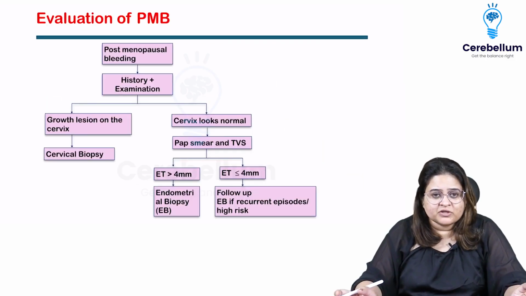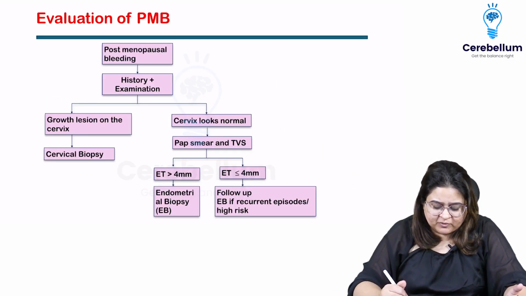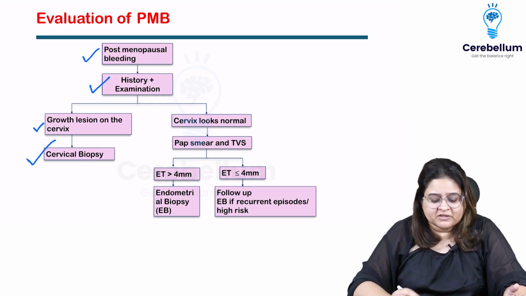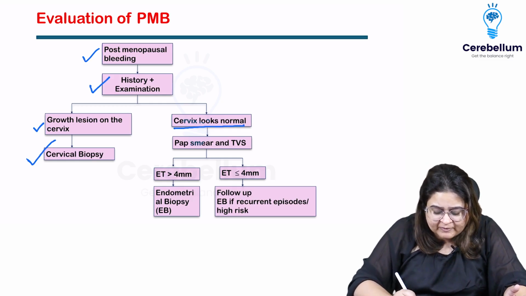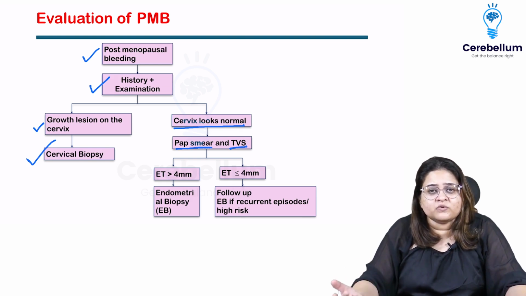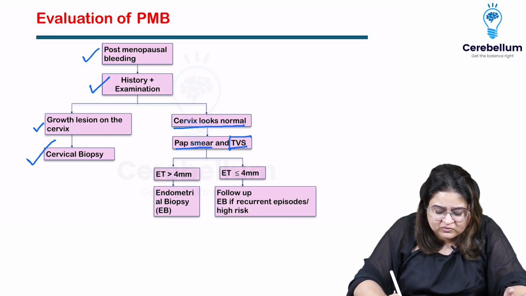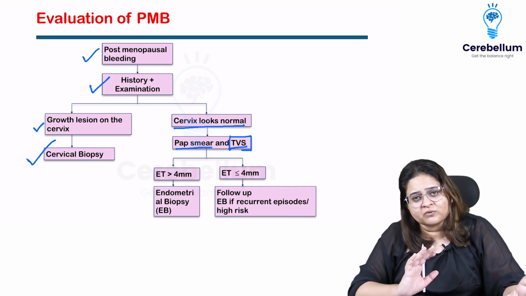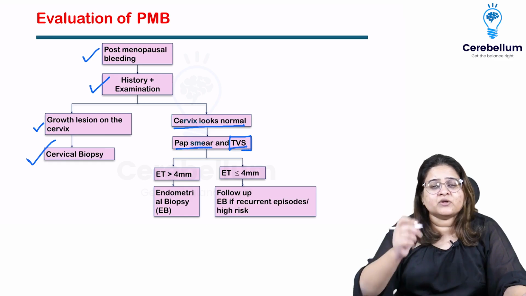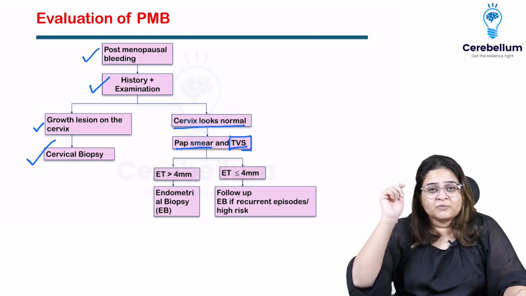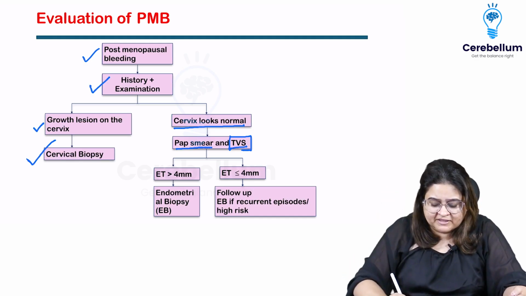Okay, so this is the flowchart for the same. Postmenopausal bleeding, woman has come, do a history and examination. If there's a growth on the cervix, take a biopsy. If there's no growth, if the cervix looks normal, remember, yes, you will take a pap smear and a TVS, but if both are asked in the exam, what will you say? The better answer is to do a TVS, because if there's no growth, you have in a way ruled out cervical cancer. Pap smear we are taking because it is part of routine checkup, right? You want to still screen her for cervical cancer. But we are at this moment more worried about what's inside the uterus. So TVS is a more appropriate answer.